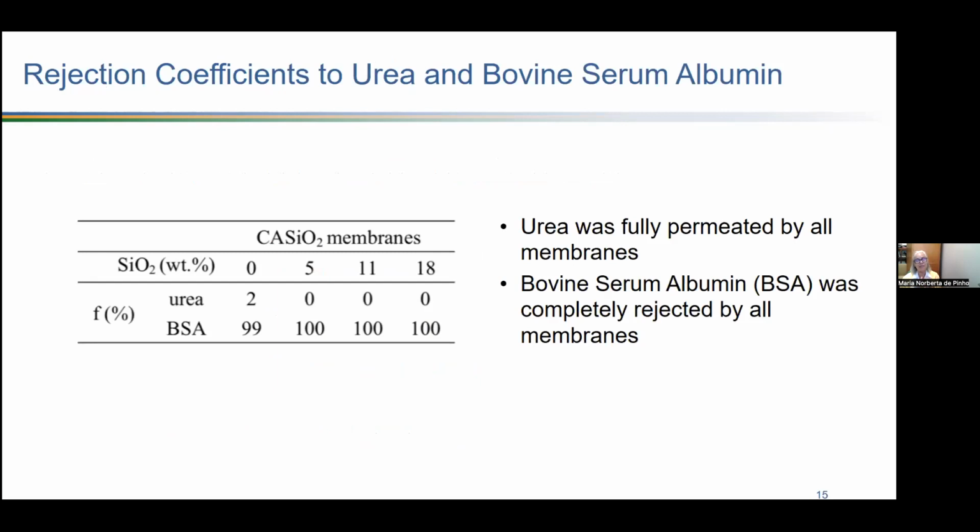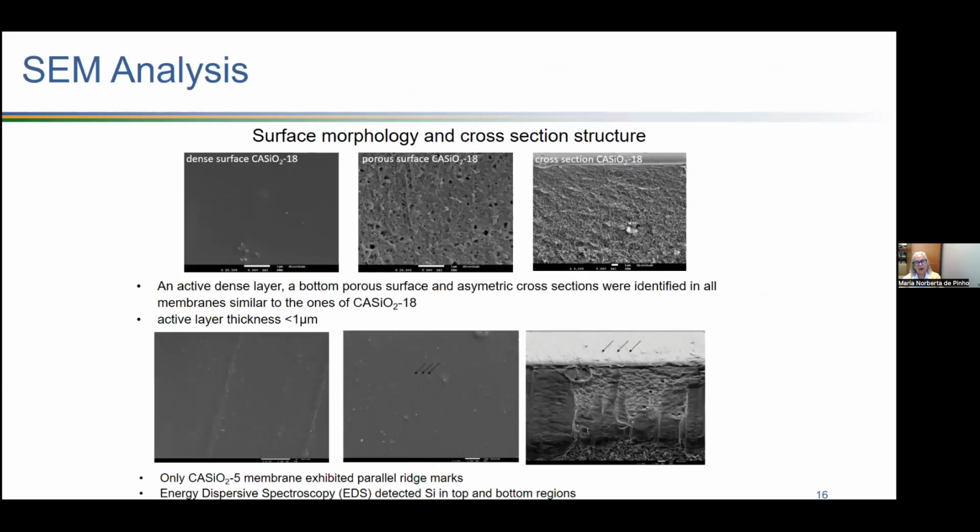Okay, and what we want, as we said, is to remove the toxins and keep the vital components of the blood and the plasma proteins. So we did the test with these three membranes with 5, 11, and 18% of silica, and all of them let the urea go through completely, and they retain the albumin. We didn't do it with human serum albumin, but it's approximately the same thing.